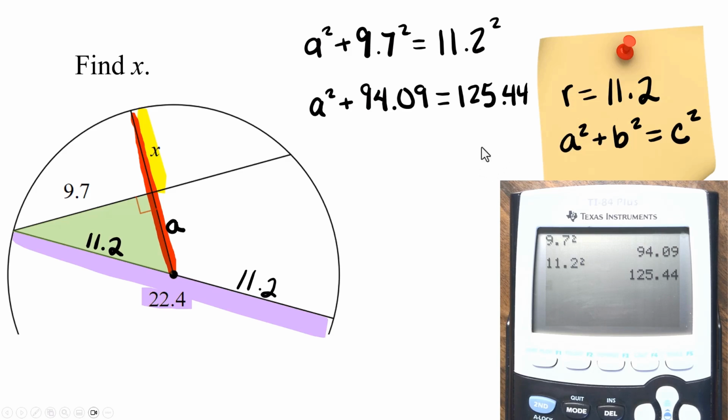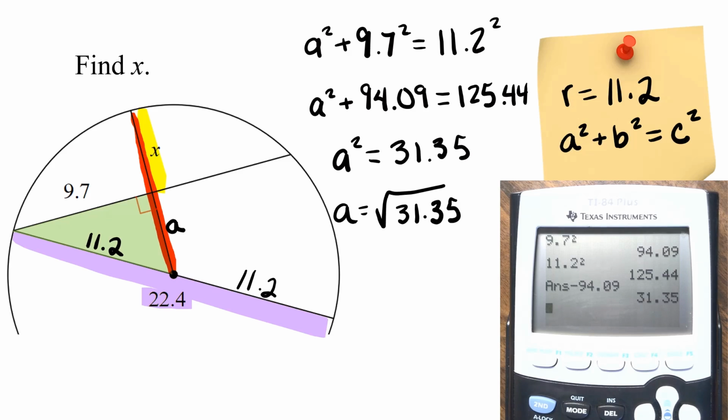All right. Now, to get a squared by itself so we can solve for a, I'm going to subtract 94.09 from 125.44. That's 31.35. And our a will be what we get when we take the square root of 31.35.